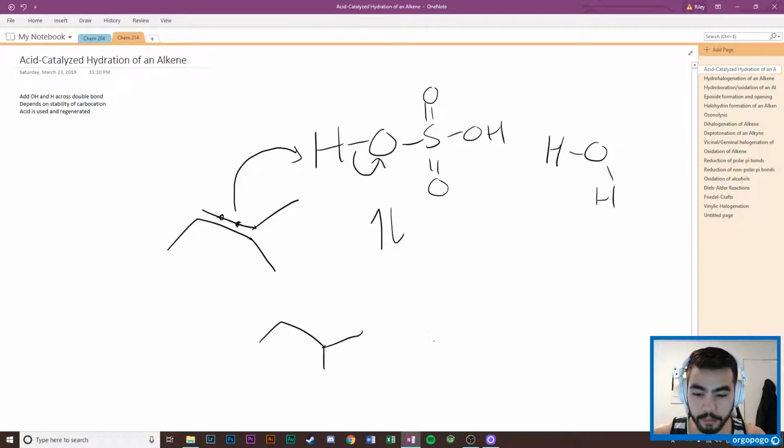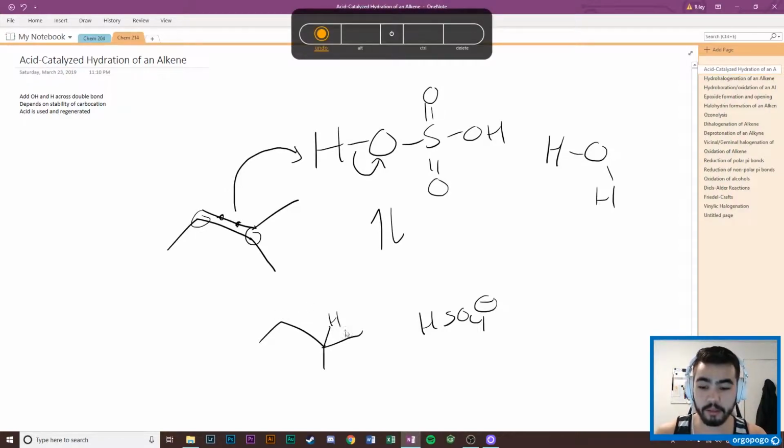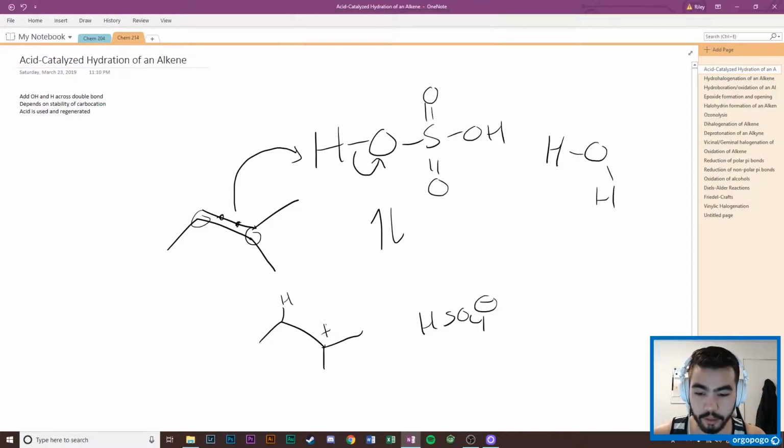Now your intermediate here, HSO4 minus, is going to depend on the stability of the carbocation. So these two electrons can make a CH bond either on this carbon or on this carbon. If we make it on this carbon, you'll have a secondary carbocation here, but if you put it onto this carbon, you'll have your tertiary carbocation here. So this is the more stable carbocation, so it's going to be the intermediate.